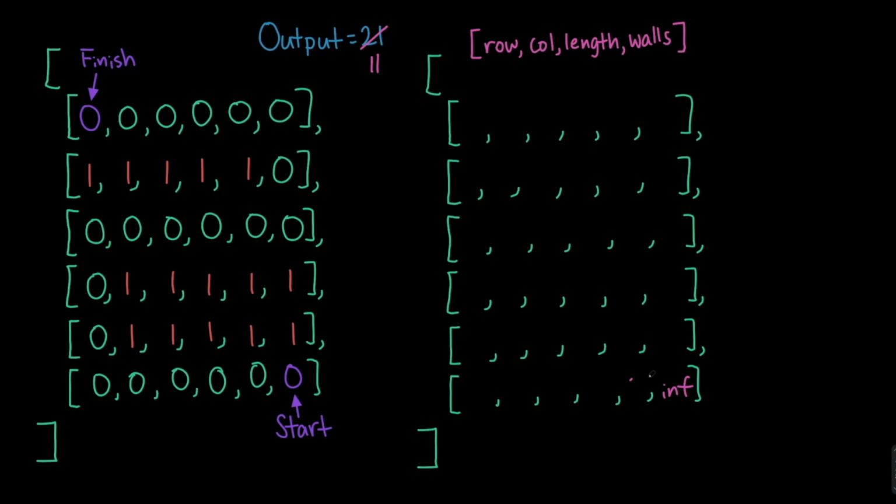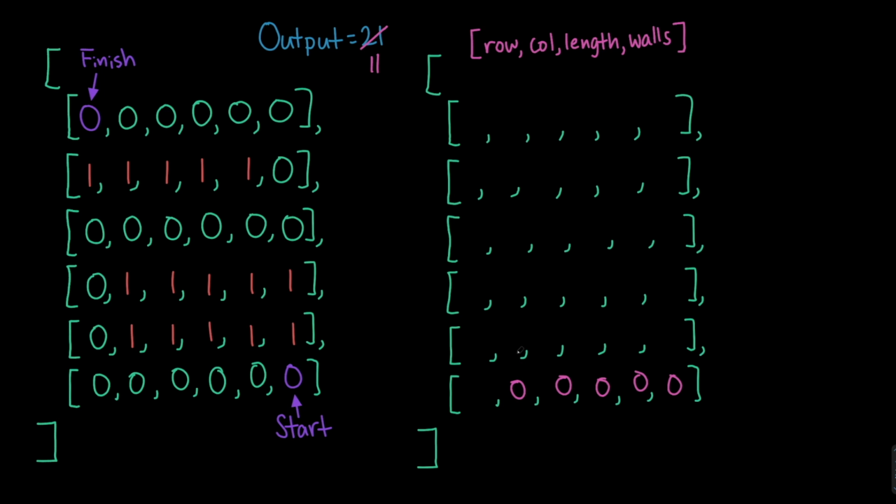I won't write out all of these, but you can imagine that all of these are filled out with infinity, or the maximum value in your language. So when we're at the start node, we'll realize, oh, okay, we got here without removing any walls, so we can switch that to 0. These all become 0. That's not too complicated.